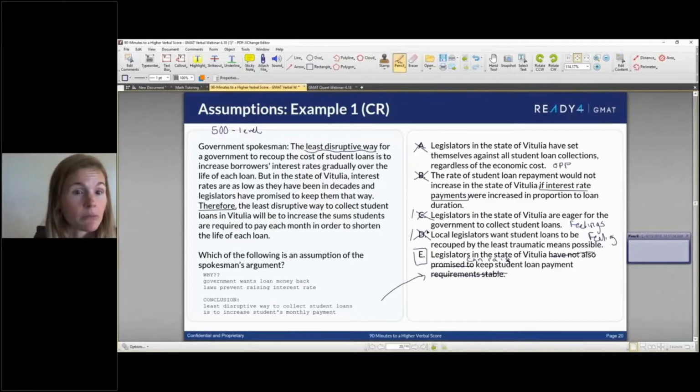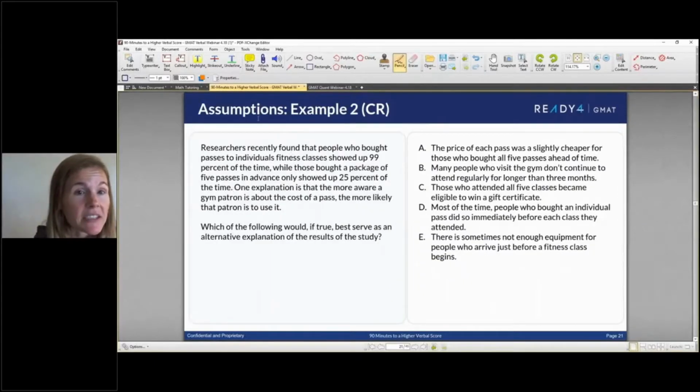Let us move on to the next one. Once again, this is a 500 level. This one I think people tend to find a little bit easier than the Vitulia passage. This is about a 500 level. I think you'll read this one and think, this doesn't make much sense at all.